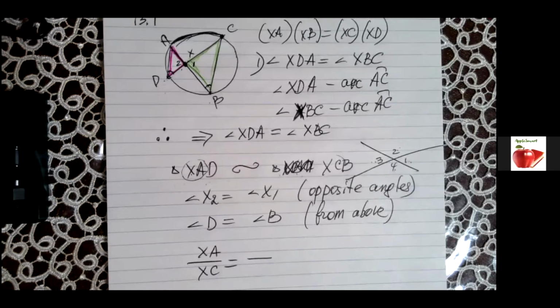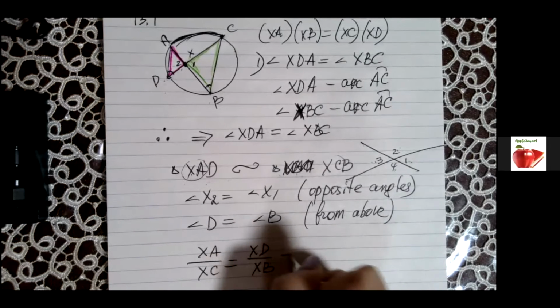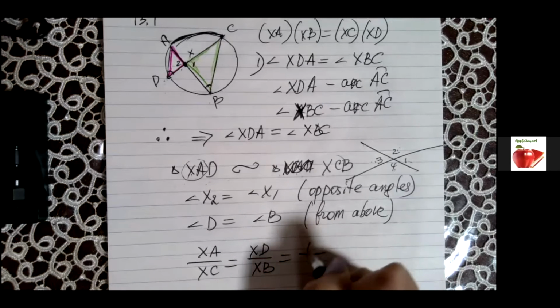Anybody willing to help me? XD and XB. XD and XB. Yes, you're right. Okay, and the last one would be then what? Whatever we have left, right? The third side, which will be AD over CB, correct?